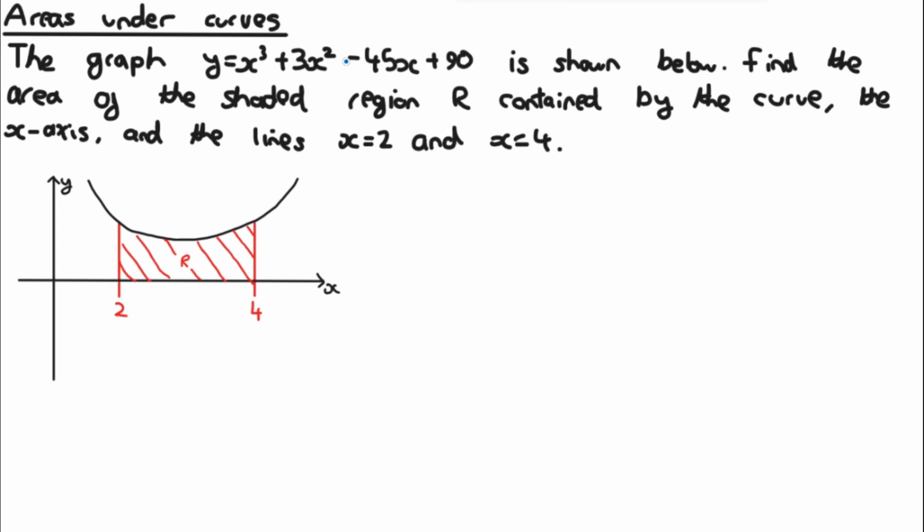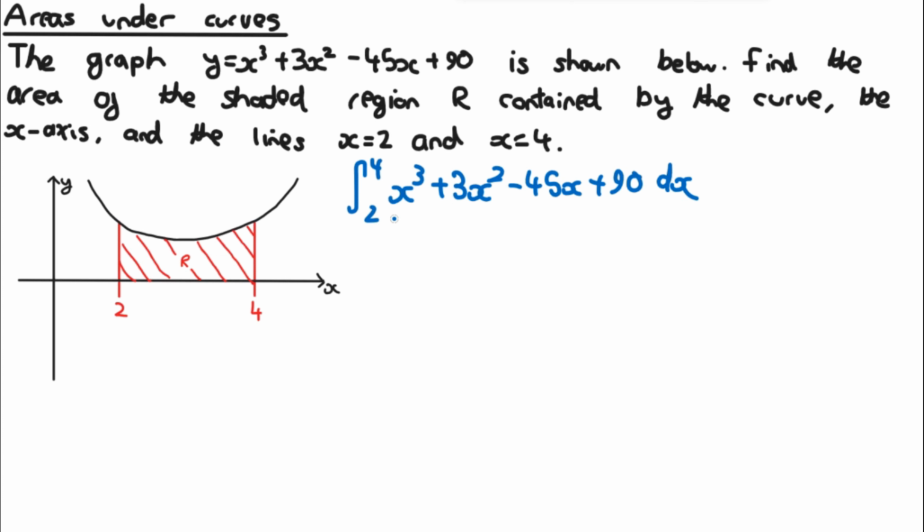So here's an example of this where they give us the equation of a curve and they want us to find the area under the curve between the lines x is equal to 2 and x is equal to 4. So therefore this area is going to be equal to the integral between 2 and 4 of this curve here, and this curve is x cubed plus 3x squared minus 45x plus 90, and then the dx. So let's do this.